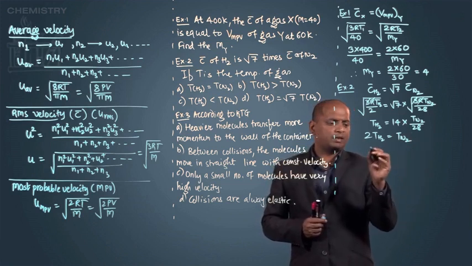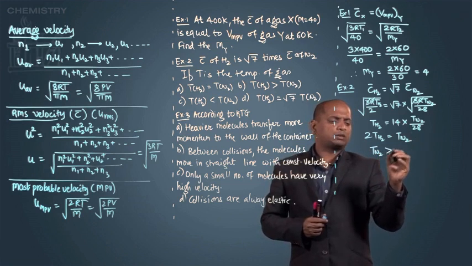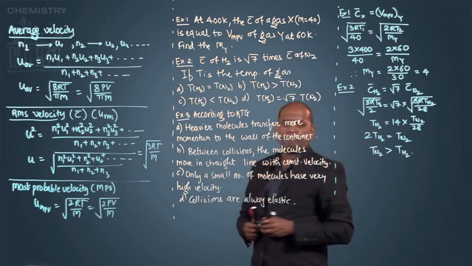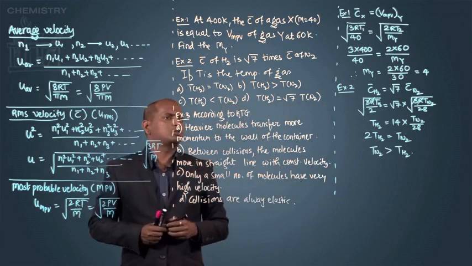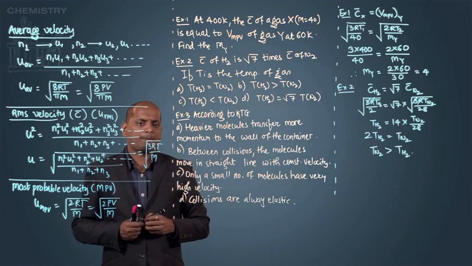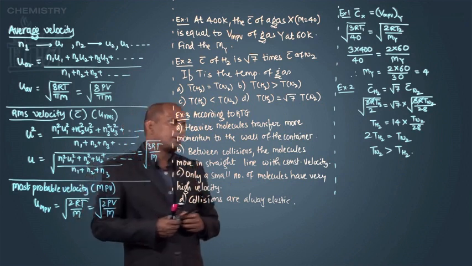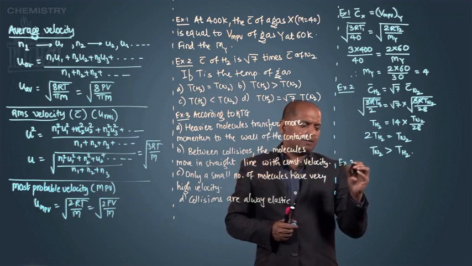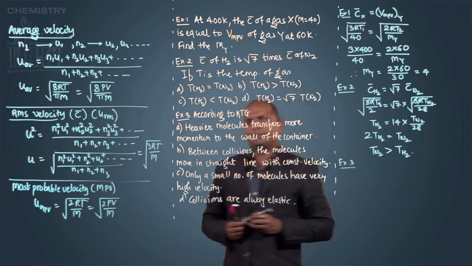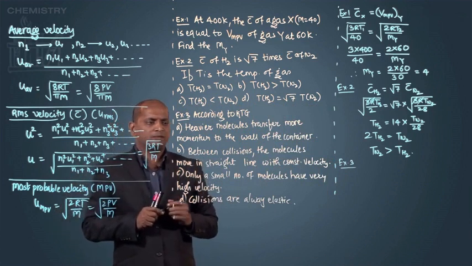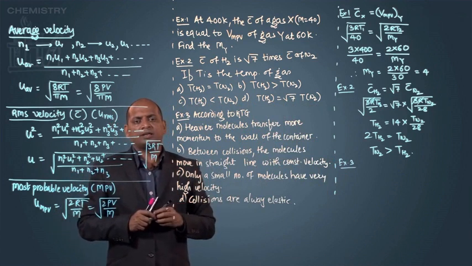So we can say that the temperature of nitrogen is greater than the temperature of hydrogen. So what will be the option? C option will be the correct option. Now we'll go for the next question and we'll read that. According to kinetic theory of gases, which of the following are the correct statements?